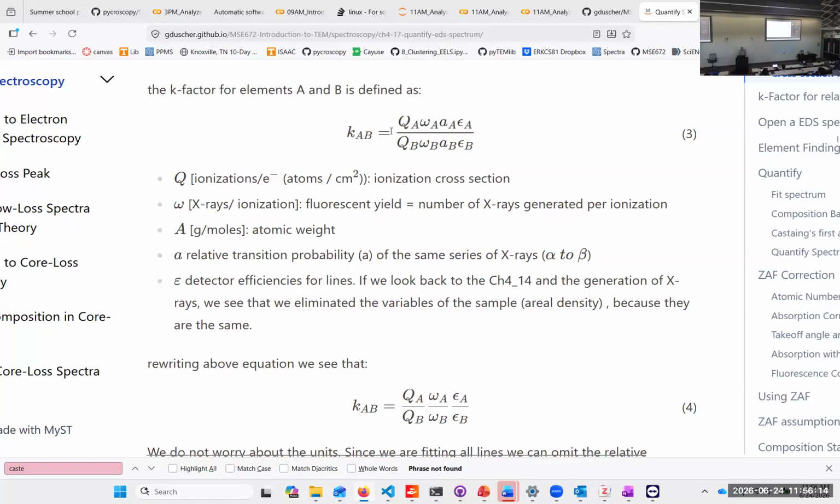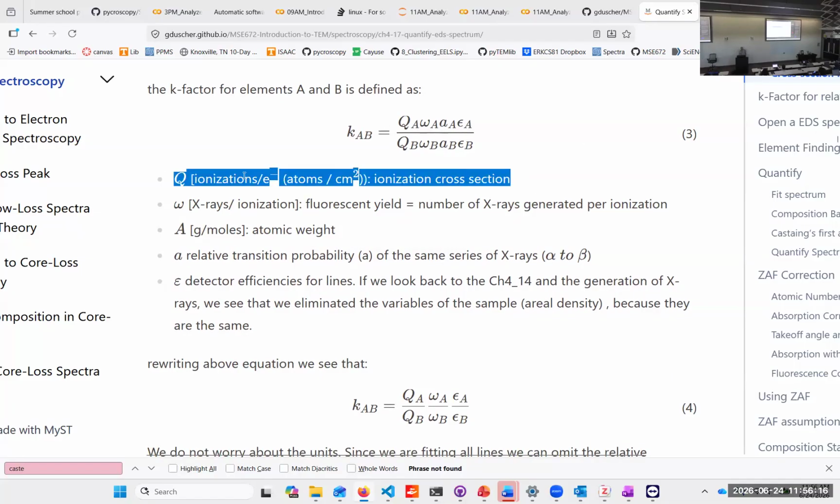So what is not known? Ionization cross-section is relatively well known, but because you have so many factors, it's an error propagation. So you have small errors here. You get, as you go with different multiplications, the errors will multiply as well.